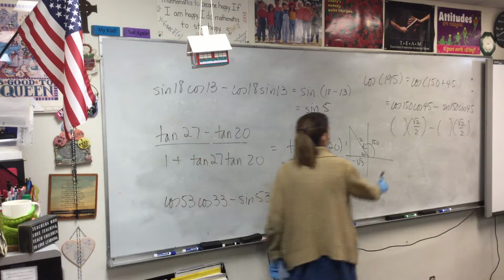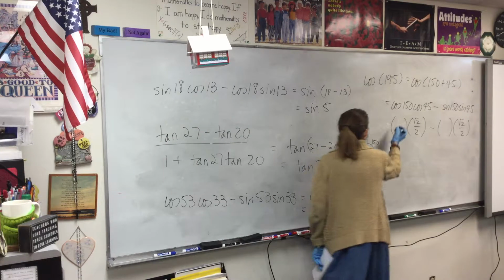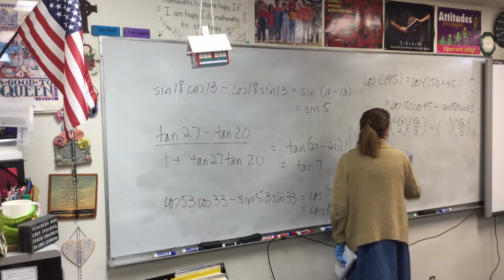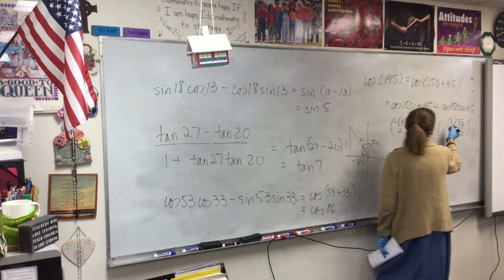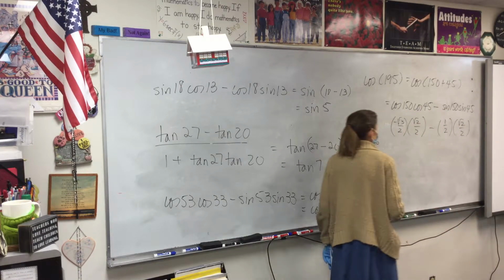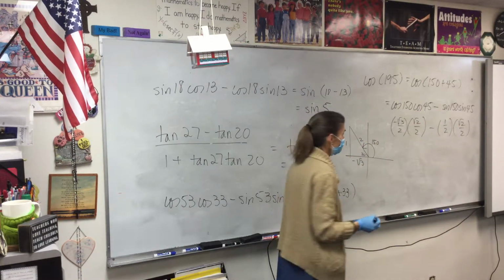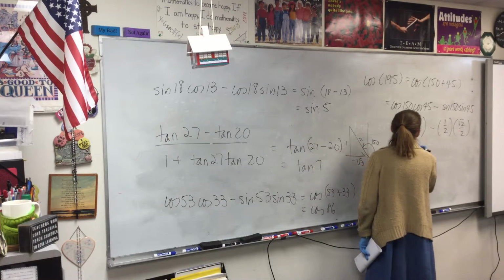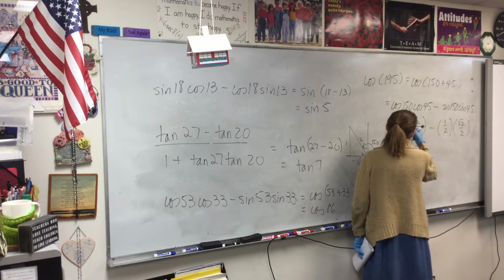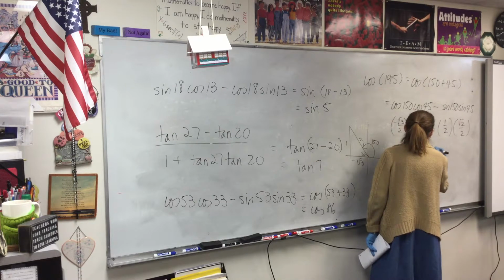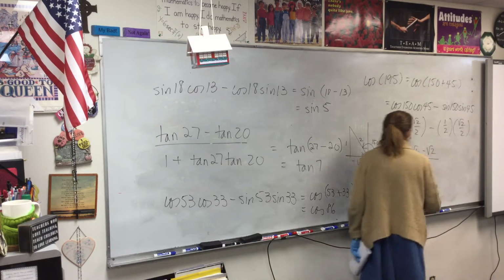So what's my cosine? Negative root 3 over 2. And my sine is 1/2. So here we go with the numbers we always get. Negative root 6 minus root 2 over 4.